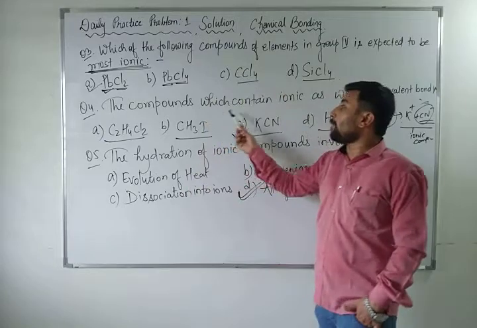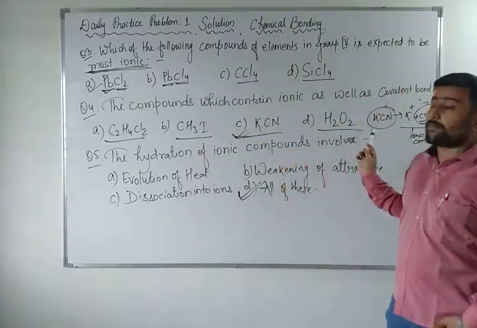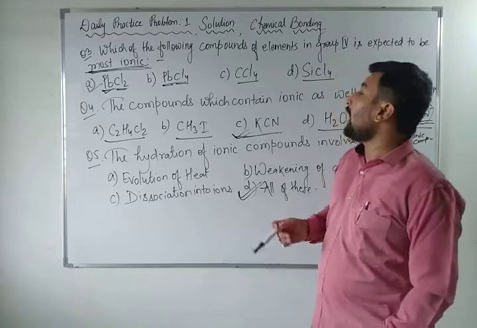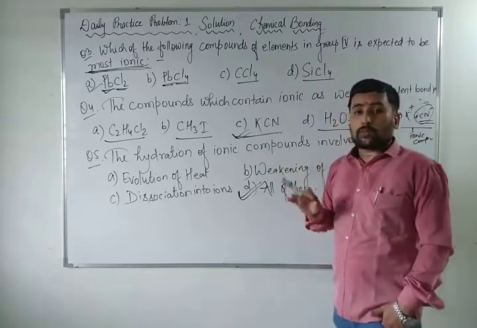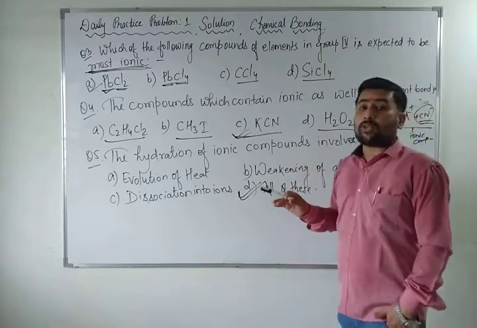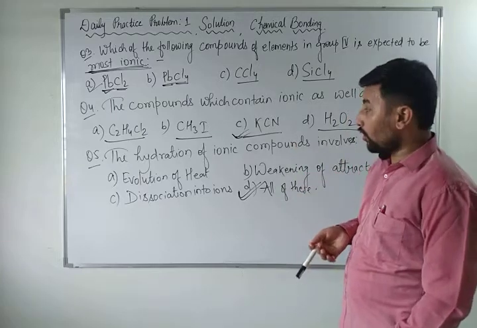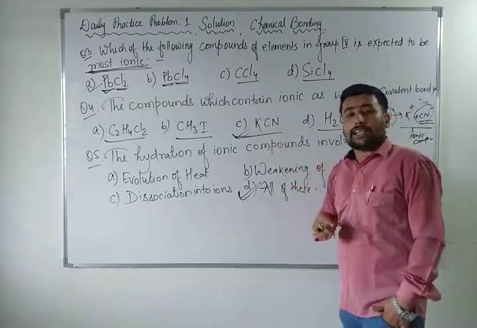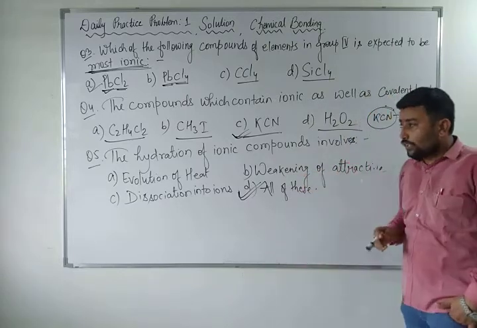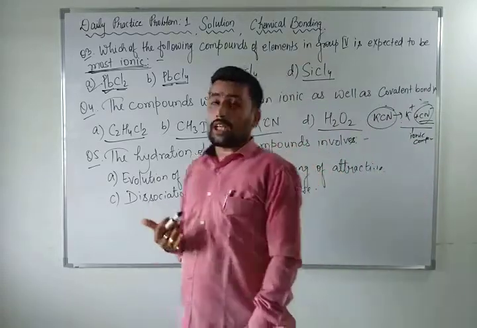Next I told you about the compounds which contain ionic as well as covalent character. You must remember the rules for understanding ionic and covalent. First of all you should understand which compound is covalent or ionic, and then, in an ionic compound, whether there is any other part which contains covalent character or not. So you can definitely decide here that KCN is an ionic as well as covalent compound. And the next one was the hydration of ionic compounds. I hope you have understood the third, fourth and fifth answers.